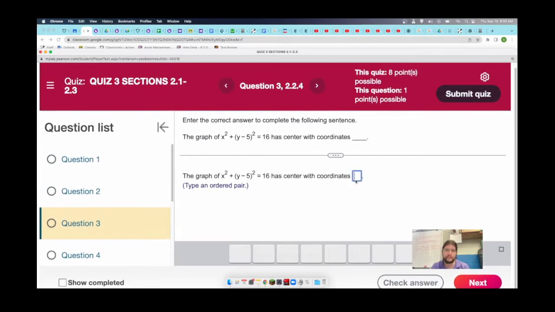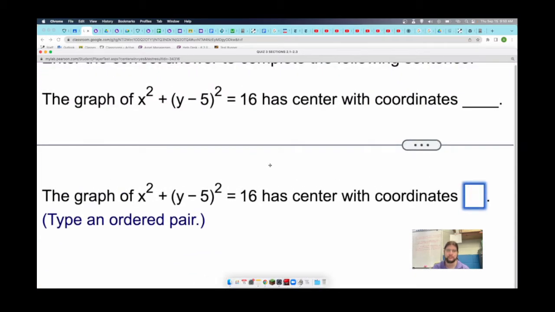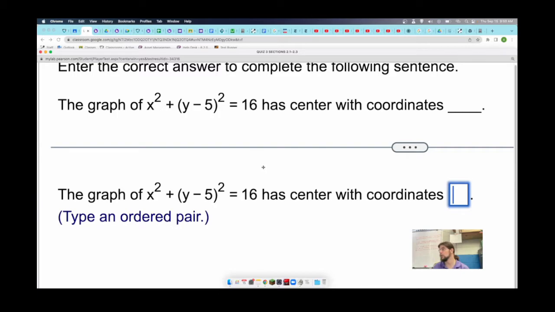Is this the only part of it? What's the center here? You have to find the middle. You can tell that 16 would be wrong because it says type an ordered pair, and 16 is an integer, so it's definitely not just going to be 16. Close, but no cigar. X minus h, y minus k.